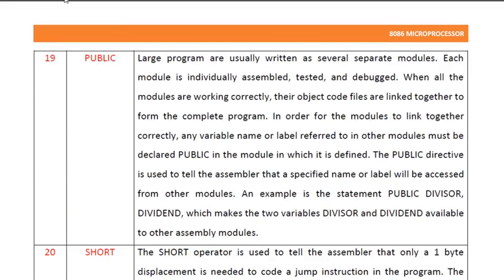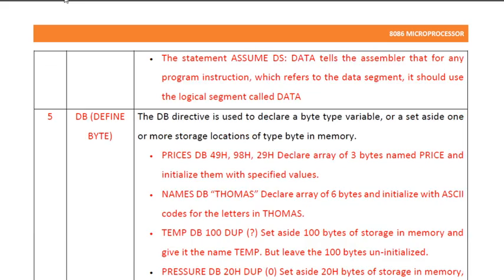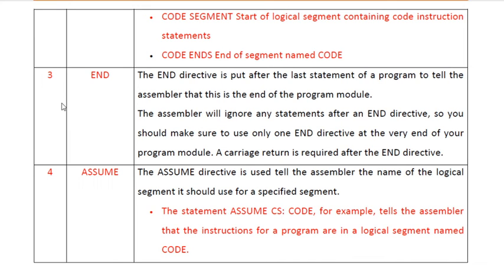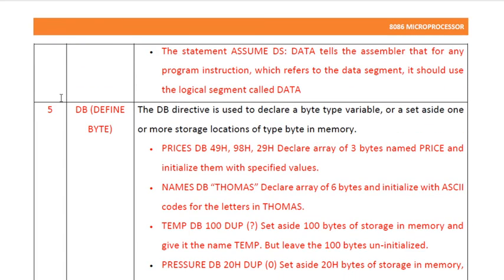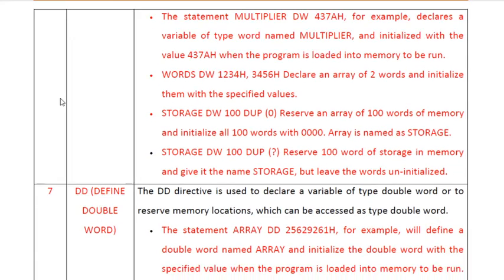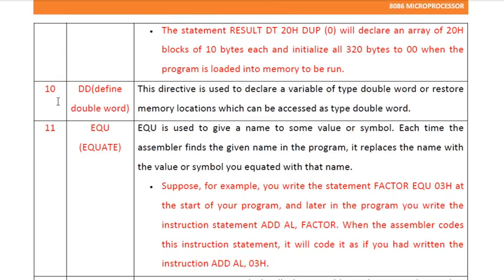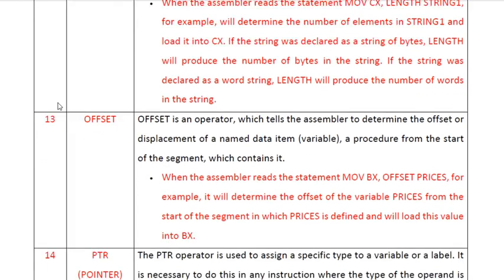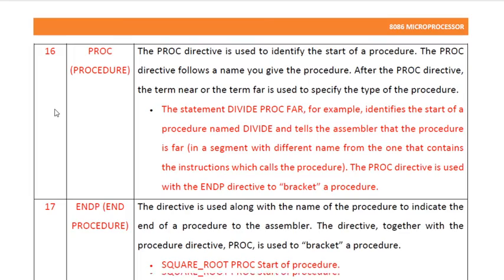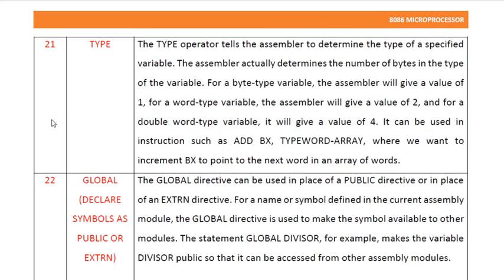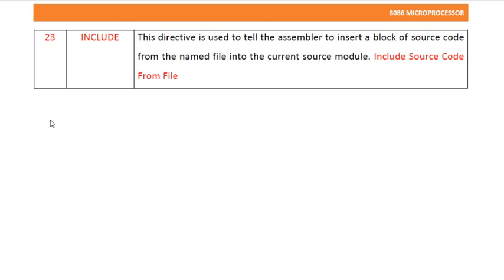If we can recall, we had started with segment, then we moved on to end segment, then we discussed the significance of end, then we moved on to assume, then we discussed define byte, define word, define double, then define quadruple word, then define 10 bytes, then we moved on to equate, then we discussed length, offset, pointer, even directive, then we moved on to procedure, end procedure, extern, public, short, type, global, and eventually include. So these are the basic assembly directives that you have in the 8086 microprocessor.